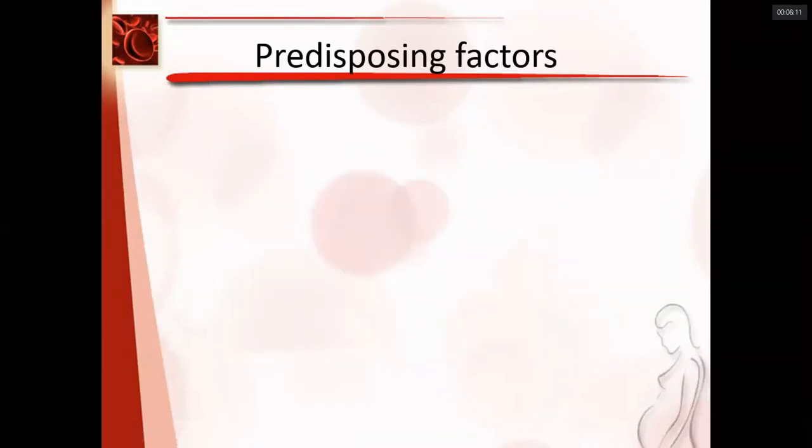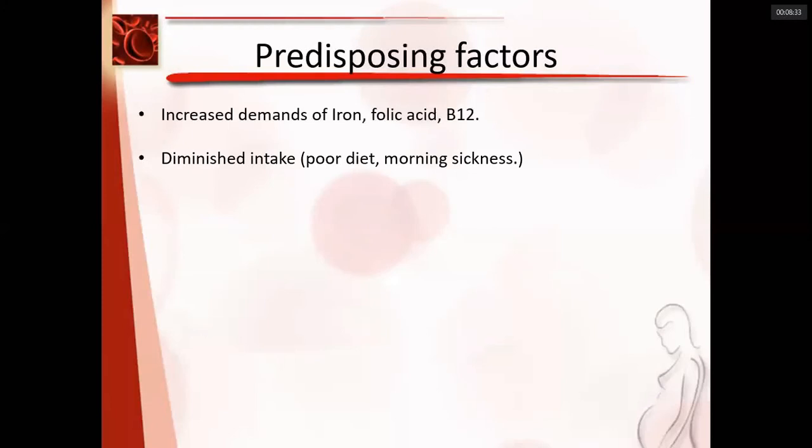So what are the predisposing factors that lead to the development of iron deficiency anemia, which is so prevalent in our part of the world? It is very common. There are increased demands of iron, folic acid, and B12 because of increased consumption by the fetus, as well as the mother's expanded blood volume. There is diminished intake, like poor dietary habits, and because of excessive morning sickness or vomiting, there is poor absorption of nutrients. This may also render women more vulnerable to iron deficiency anemia.